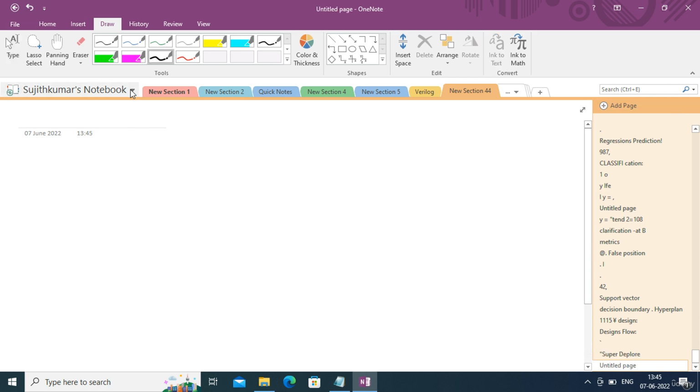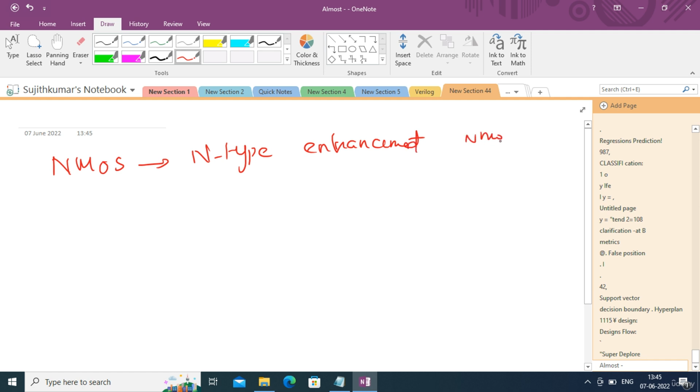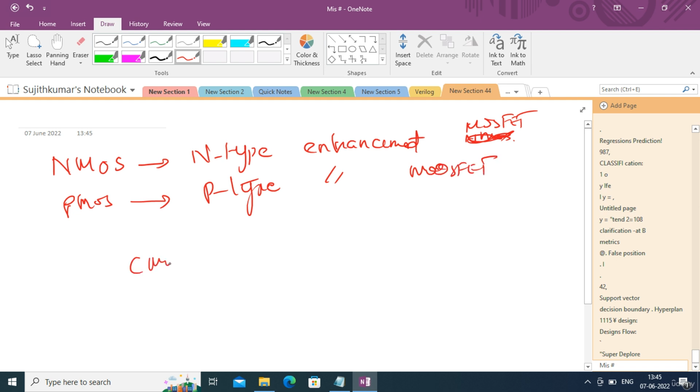Okay, what are NMOS and PMOS? These are the crucial words. NMOS means N type enhancement MOSFET. Okay, N type enhancement MOSFET. Okay, what do I mean by PMOS? PMOS means P type enhancement MOSFET. Okay, what do I mean by CMOS?